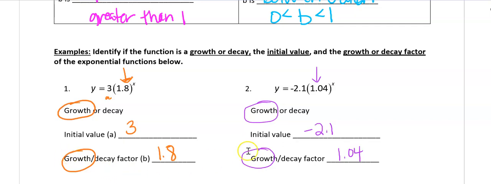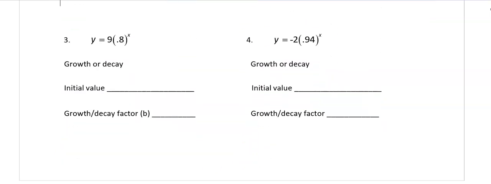All right, let's look at 3 and 4. Number 3: is it a growth or a decay? I'm looking at my B value, and my B value is between 0 and 1, so it is a decay. My initial value is the first number, which is a 9, and my decay factor would be 0.8. There's a difference between a decay factor and a decay rate, and we're going to talk about that in the next section. So right now we're just getting to know it.